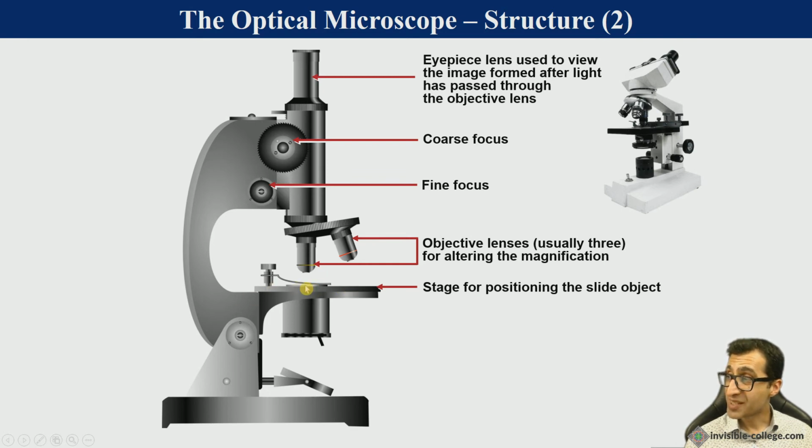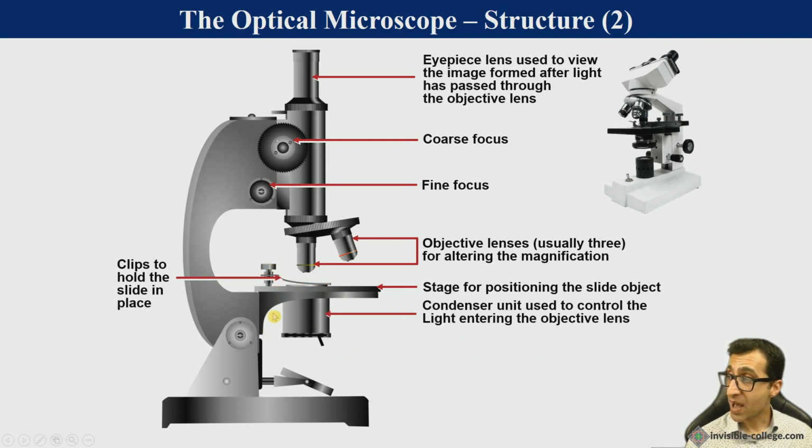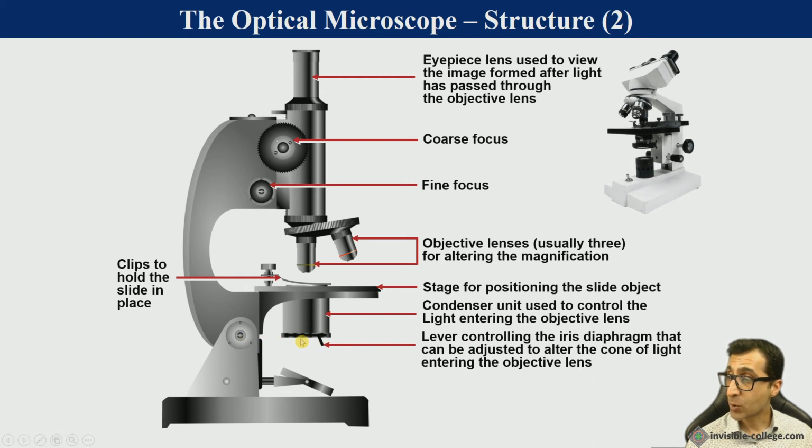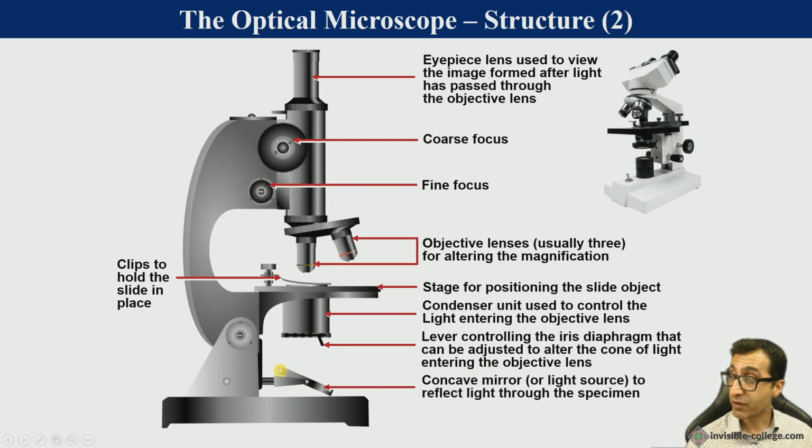You have a stage for positioning the slide on which you have the object or the specimen. You have clips to hold the slide in place. You also have a condenser unit, which is used to control the amount of light entering the objective lens. You have a lever for controlling an iris diaphragm, which can be adjusted to alter the amount of light entering the objective lens. And typically you'll either have a concave mirror or a bulb as the source of light. Now a concave mirror is used in this case to reflect light from the environment onto the condenser unit, which can then pass that light through the specimen stage.